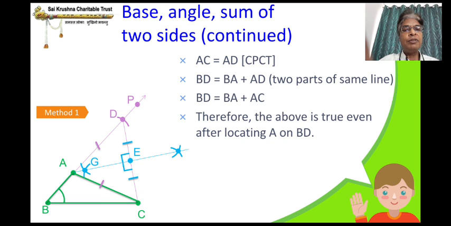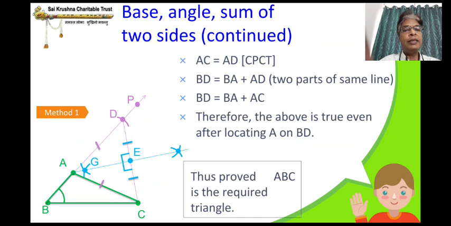Correct? So we started with BD equal to AB plus AC without knowing where A is. Now after locating A, we are able to prove through the congruent triangles and corresponding parts that BD equal to BA plus AC. That's what we have written in the previous page. Therefore, the above is true even after locating A on BD. Thus, we have proved ABC is the required triangle.